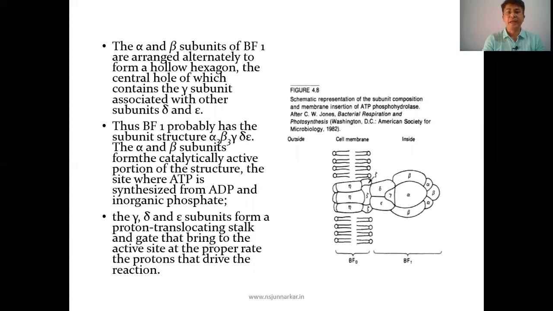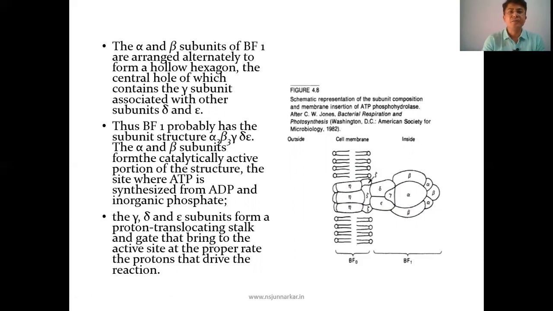The alpha and beta subunits of the BF1, this is the BF1 and this is the BF0 that is shown embedded in the membrane, whereas BF1 is oriented on the inner side of the cell membrane. So in case of mitochondria, the F0 component is embedded in the inner membrane, whereas F1 is oriented towards the matrix side of the mitochondria.